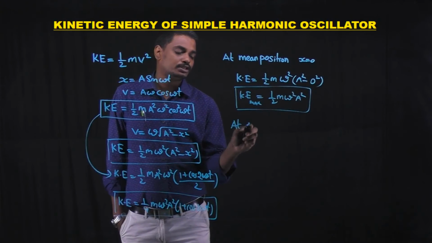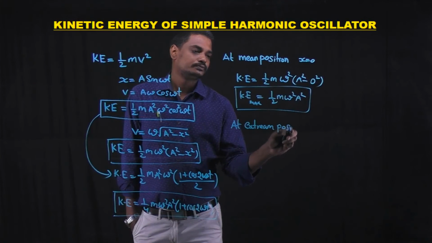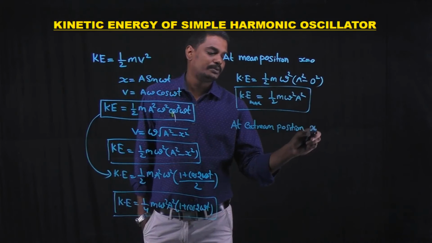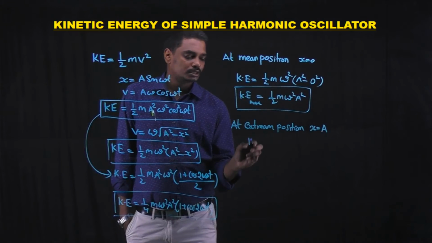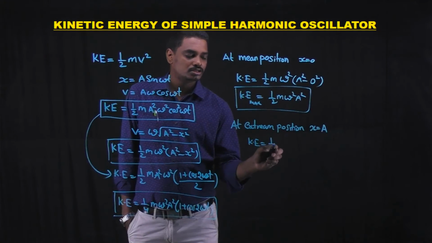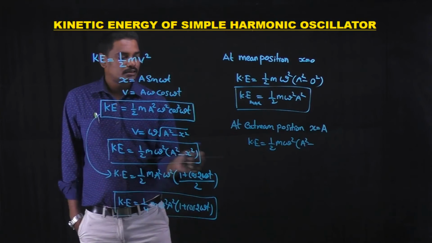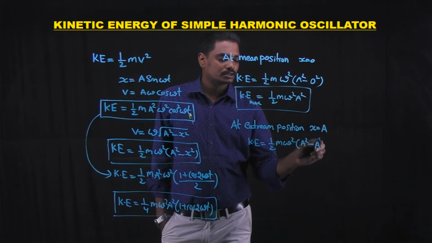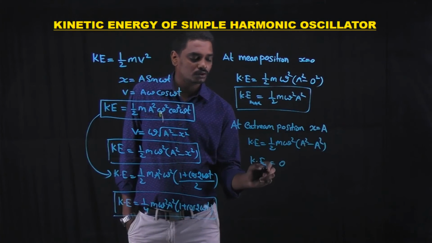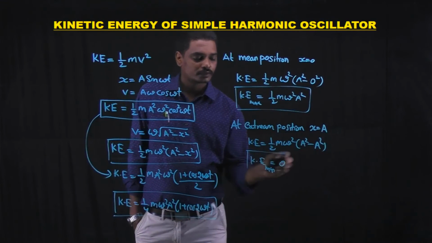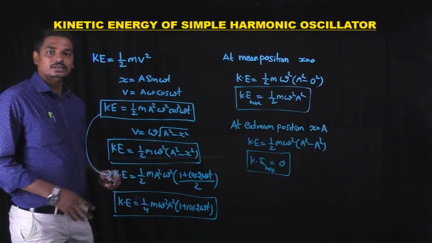Similarly, at the extreme position, the displacement x is equal to A, the maximum amplitude. Substituting in this equation, kinetic energy KE is equal to half m omega square into A square minus, in terms of x, we substitute A square. A square minus A square is 0, so kinetic energy will be equal to 0, which is the minimum value. We know that at the extreme position, velocity is 0.